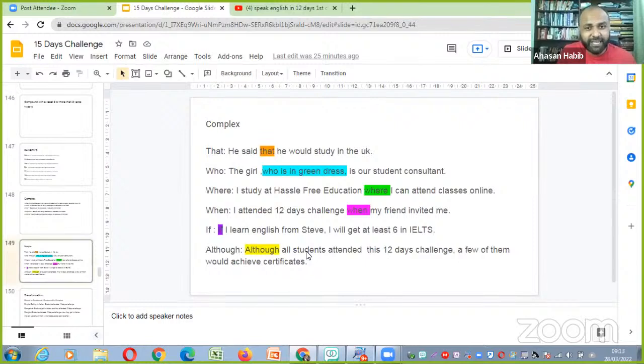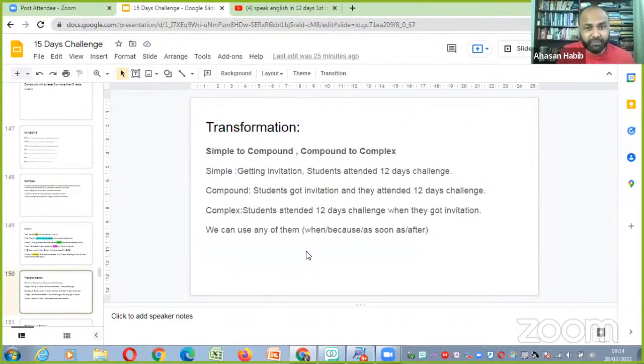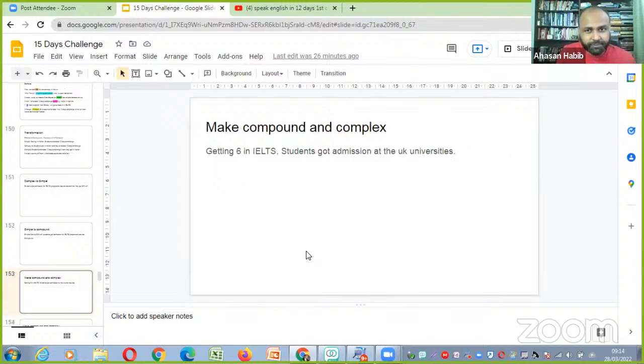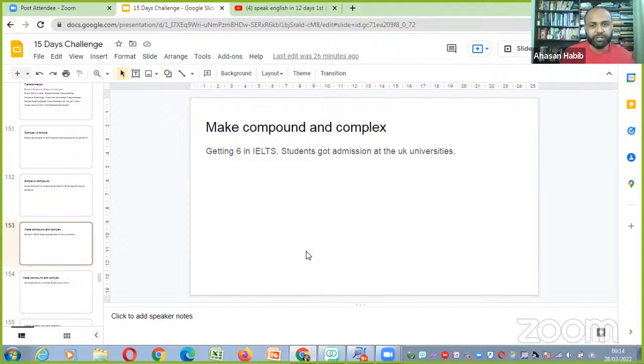So I cannot see fanboys in your sentence. That means you are not making compound sentences. You haven't made it, right? So getting 6 in IELTS, students got admission at UK University. If you'd like to make a compound sentence, you need to use fanboys, right? So use and.